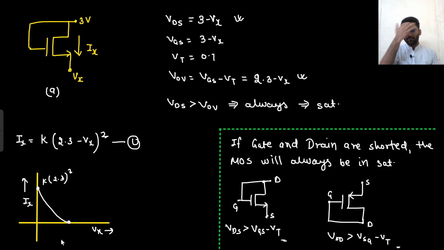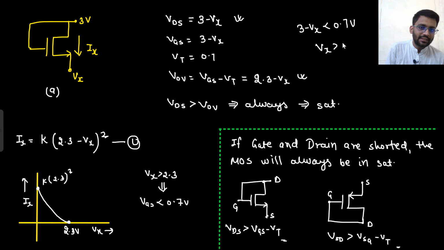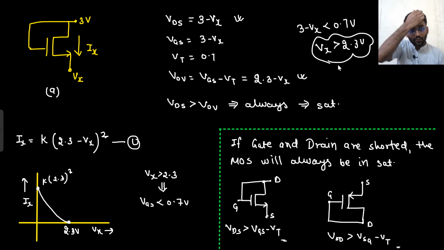Now tell me one thing, what will be this potential? When will the Ix current be 0? When Vx is 2.3 volt, right? When Vx is greater than 2.3 volt, what will happen? Your VGS would be less than 0.7 volt. What is your VGS? VGS is 3 minus Vx. If it is less than Vt, what is Vt? Vt is 0.7. If Vx is greater than 2.3 volt, the device will go into cutoff, right?